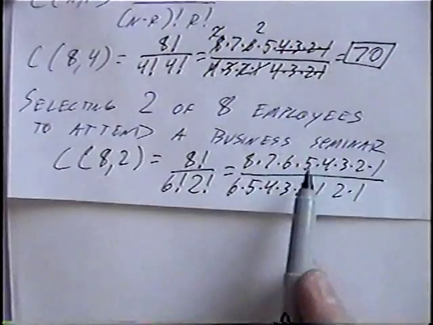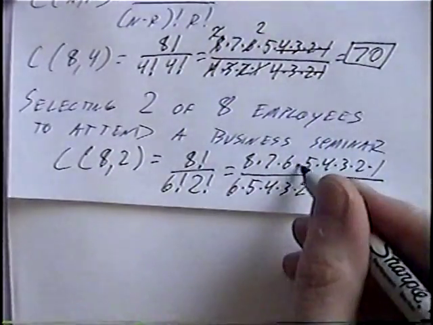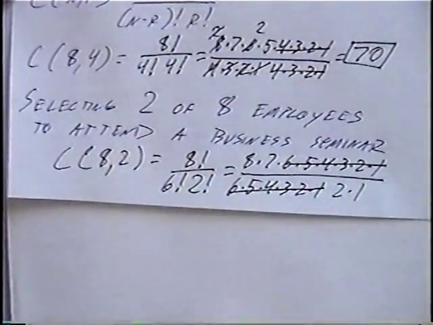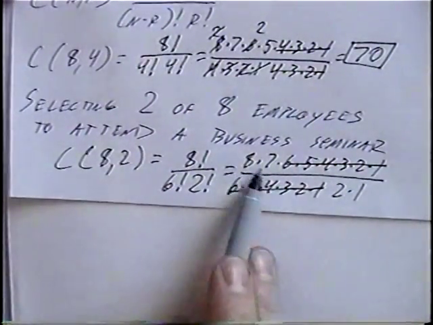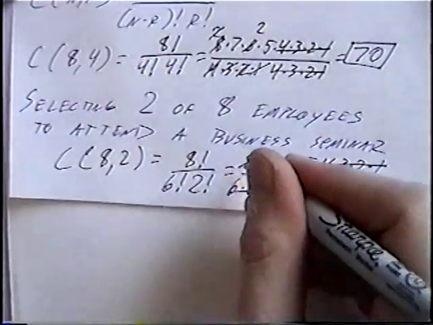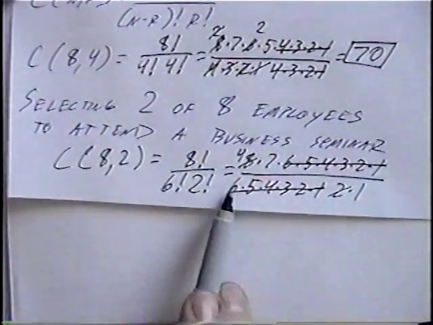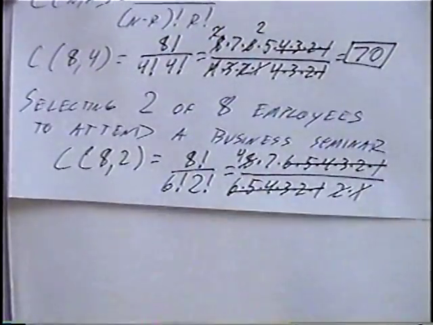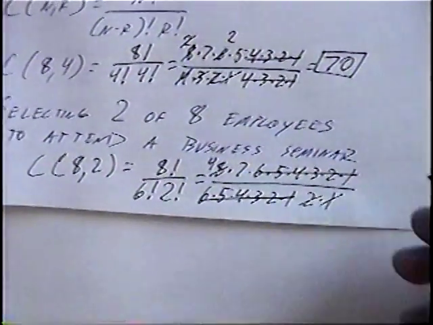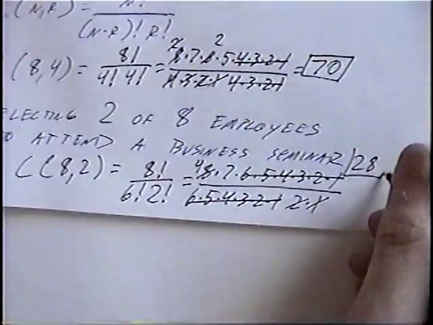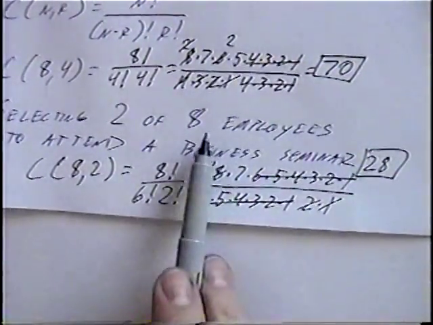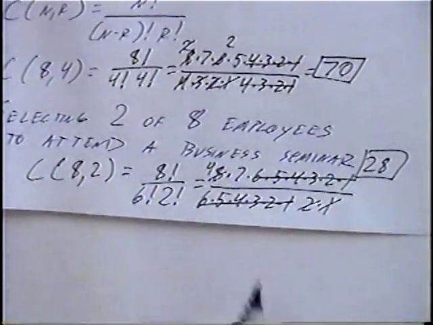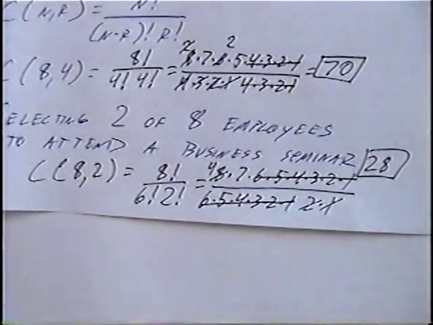Again, simplifying this, 6 times 5 times 4 times 3 times 2 times 1, we can cancel those. And if we want to simplify even further, 8 divided by 2 would be 4. The 1 again in our denominator we can cancel out or ignore, and we're left with 4 times 7, which is 28. So in this case, if we have 8 employees and we want to select 2 of them, there's 28 different ways to select those 2 employees.